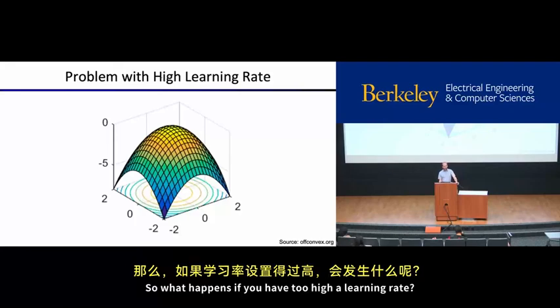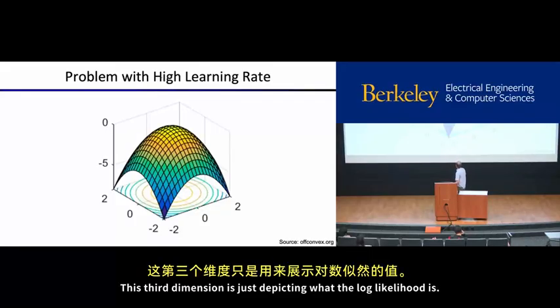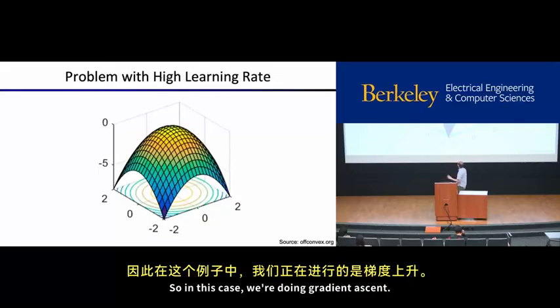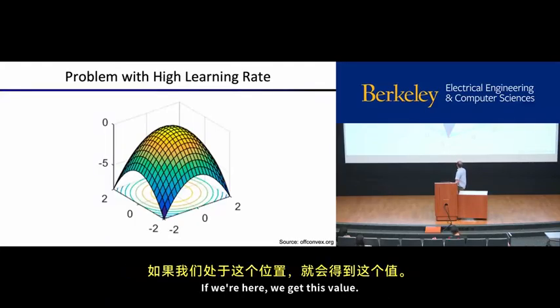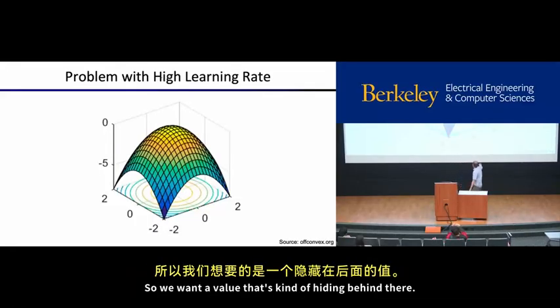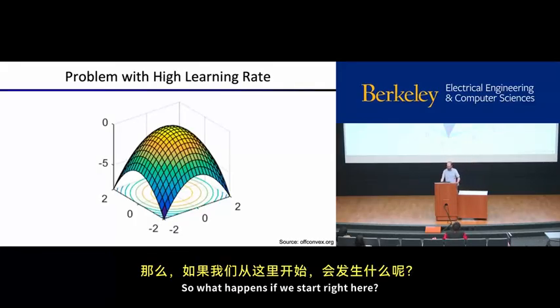So what happens if you have too high a learning rate? So here we're kind of moving around in two-dimensional space. That's down here. This third dimension is just depicting what the log likelihood is. So in this case, we're doing gradient ascent. We're trying to maximize it. If we're here, we get this value. If we're here, we get that value. So we want a value that's kind of hiding behind there. That'll be the maximum.